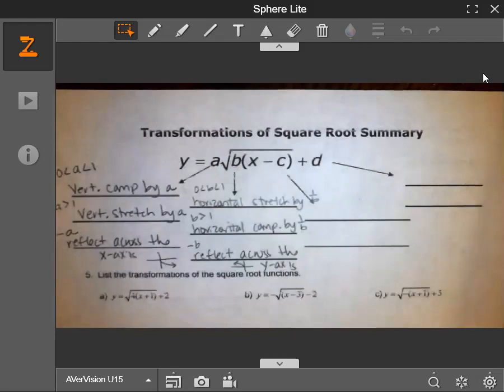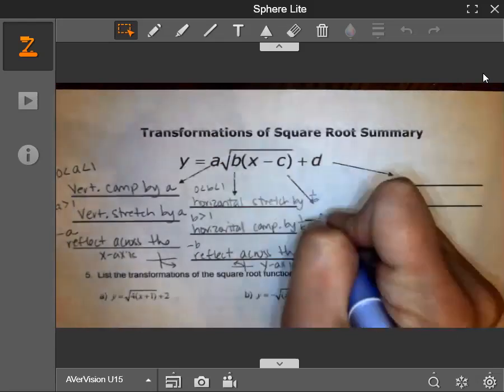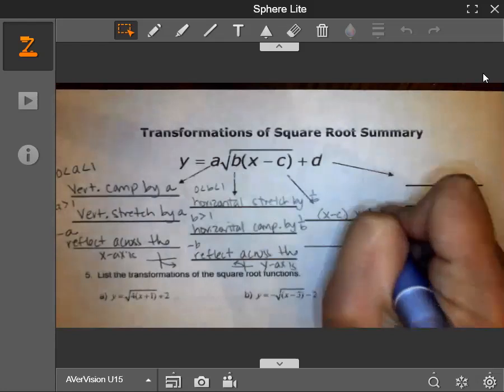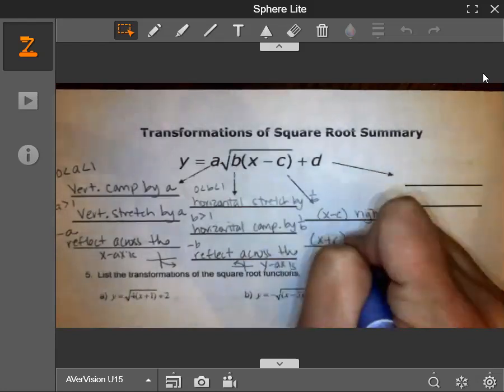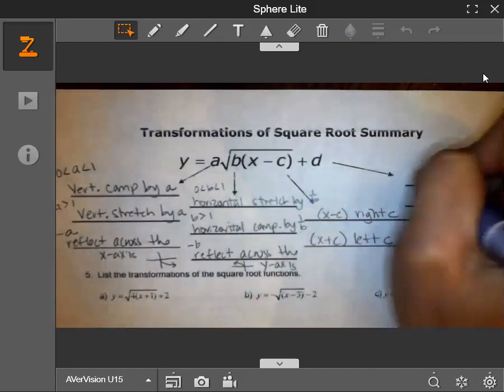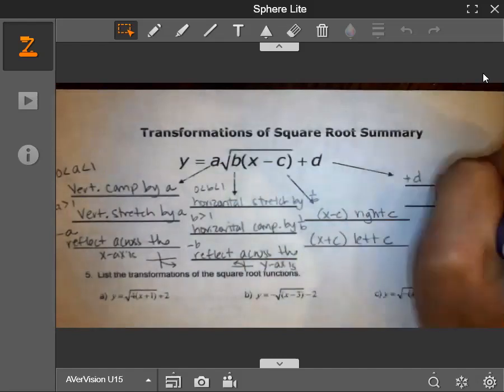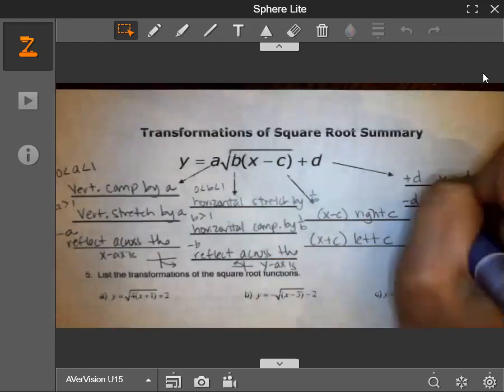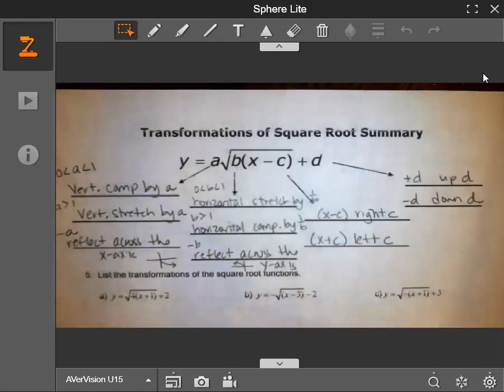All right, C and D are usually the ones that students got pretty quickly, so they know these well. So X minus C goes to the right. X plus C goes to the left. And then plus D is up and minus D is down. Those are the ones most students get at this point in the year where we've gone over so many different functions. These are the ones that are a little bit harder.